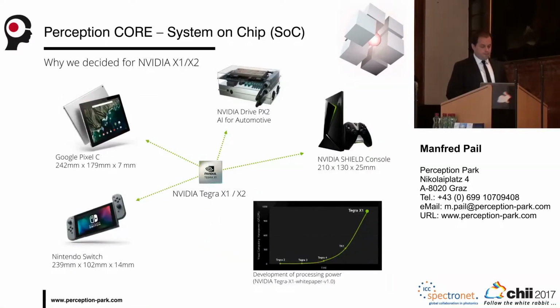Well, there are many fields where this NVIDIA Tegra chip is already used. It's used in the Nintendo Switch and Shield console. Also the Google Pixel C tablet is using that technology, and NVIDIA itself is also providing high-performance computers for AI in the automotive industry, so for self-driving cars and so on. So you can see there's a huge community behind that technology, which is pushing it forward really hard. On the bottom right corner, you can see the development of the processing power of the NVIDIA Tegra chip.